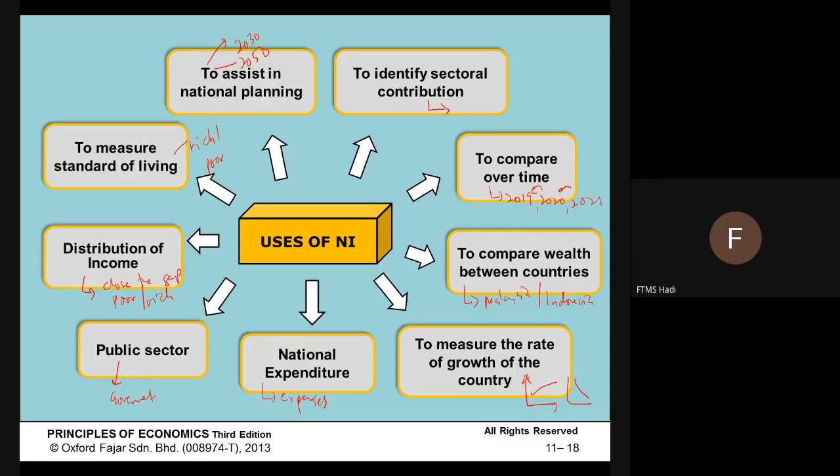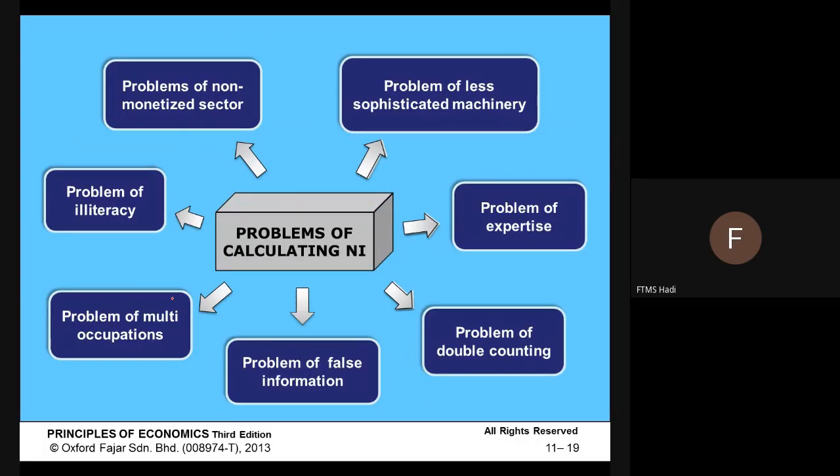Okay, so the problems in calculating national income. What are the issues related to this? The first one, the problem of expertise. Not many economists or accountants can do that, because it is quite complicated. Can you imagine calculating a country's accounting, especially a very large country? It's not an easy thing. It takes like 6 months or 1 year to do that.